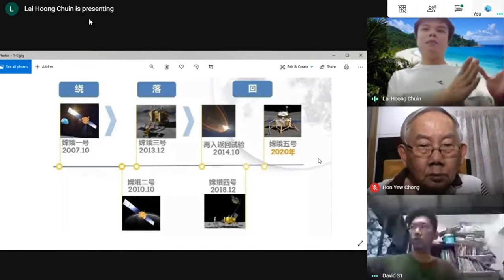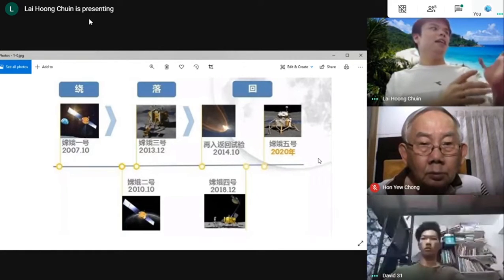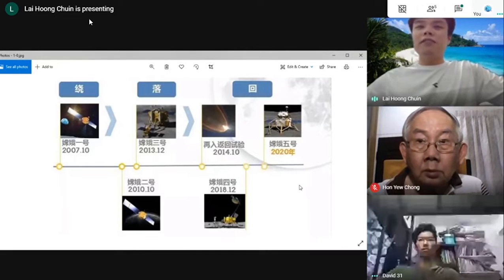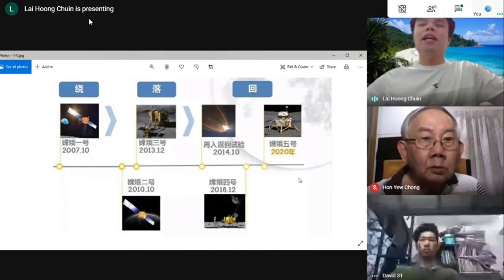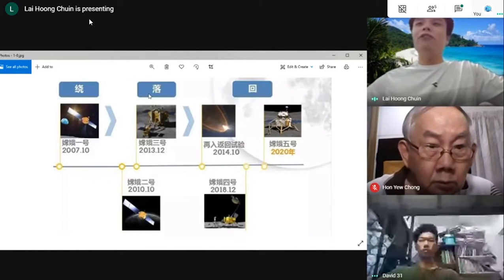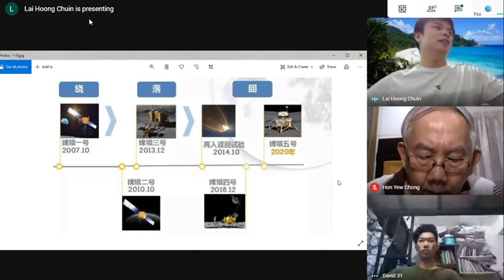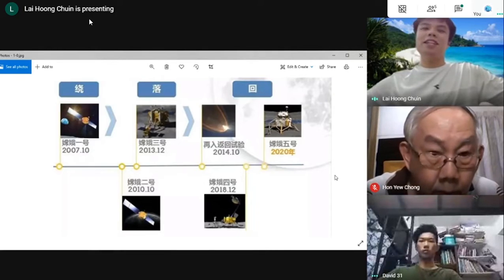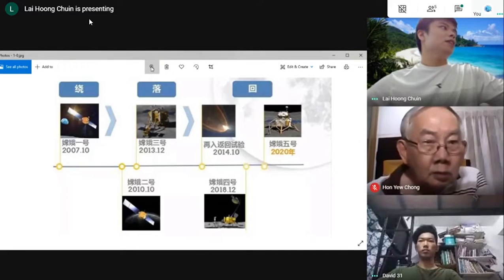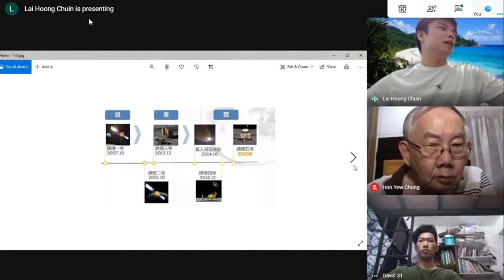In the first stage, there are 3 steps. Rao, that means orbiting. Second is Luo, that means landing. And the third step is Hui, that means return. So this is the first project of Hui, which is to send this Chang'e 5, land on the moon, collect some samples, and then come back to Earth. So this is the whole overview of the history of the China Lunar Exploration Project. Next, we proceed to the next one.